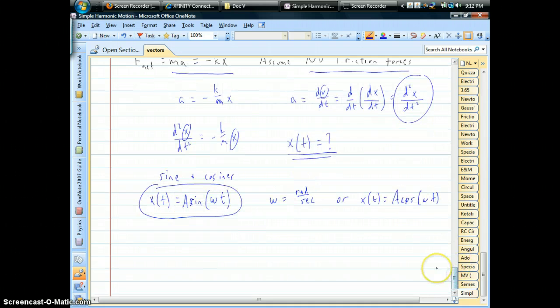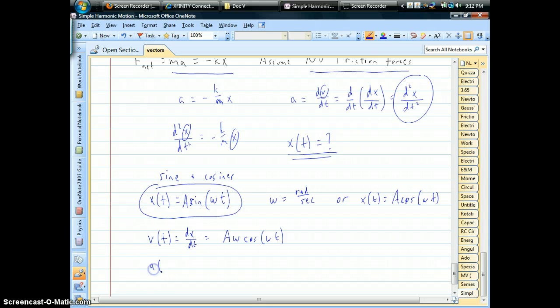But now we have to get a little more specific. What in the world is this omega thing? Well, let's take derivatives. Your velocity equation is going to be a derivative of this x solution that we guessed at. And we can do that simple enough. Because of the chain rule, omega comes out, and we get a cosine.